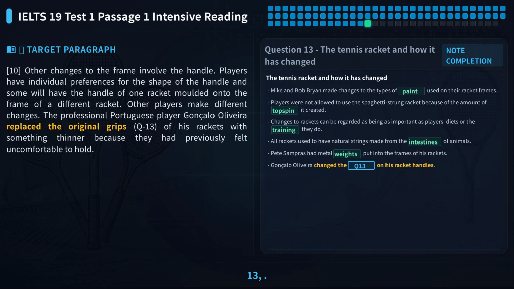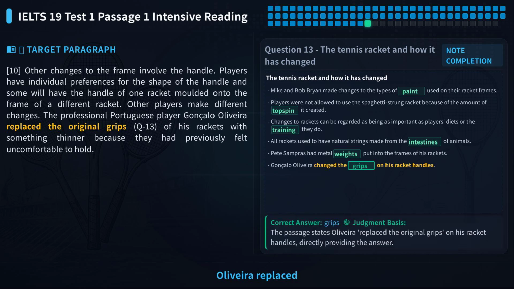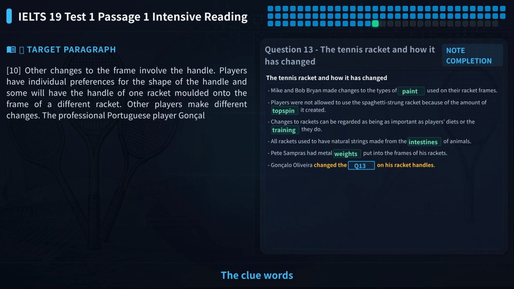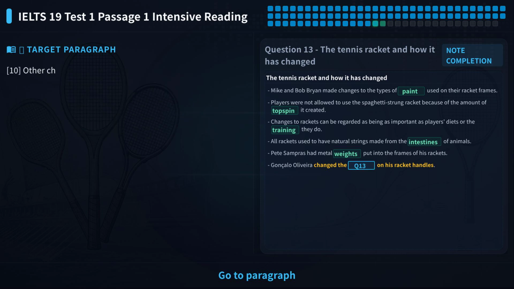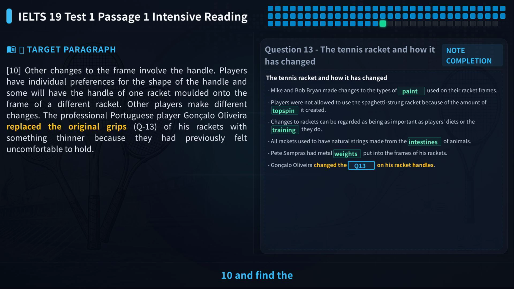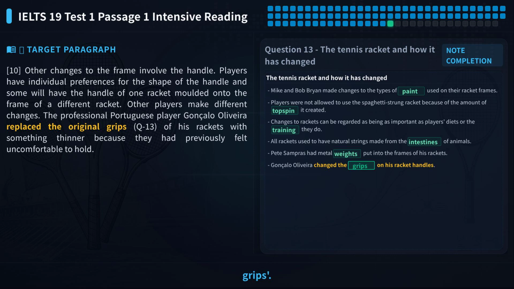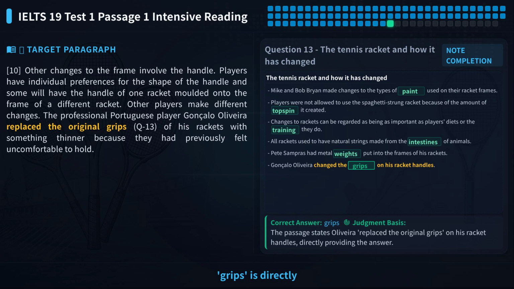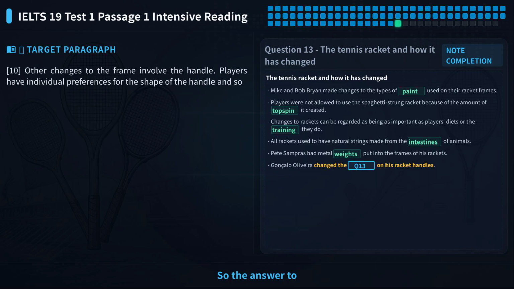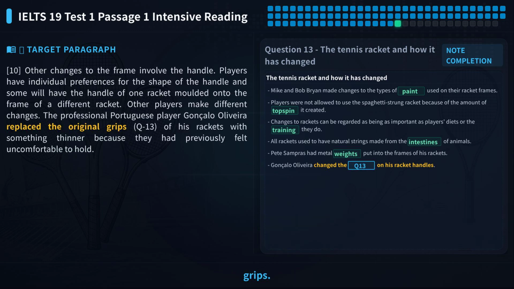Let's look at question 13. It asks what the Portuguese player Oliveira replaced on his racket. The clue words are original and thinner. Go to paragraph 10 and find the name Oliveira. The text says Oliveira replaced the original grips. The answer word grips is directly given. So the answer to question 13 is grips.